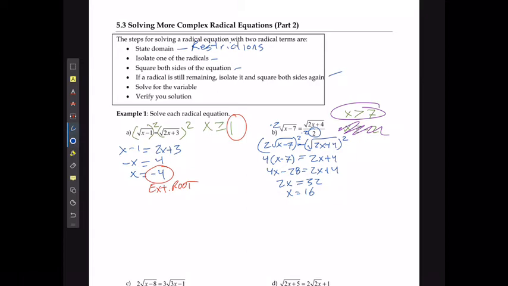Now I just need to verify it, see if this actually works. Well, 16 fits within my solution range, so it's possible that it is a value that's going to work, but I still need to check it by verifying.